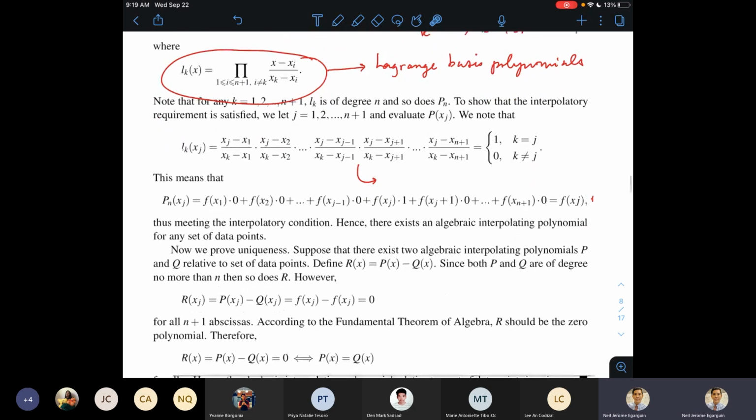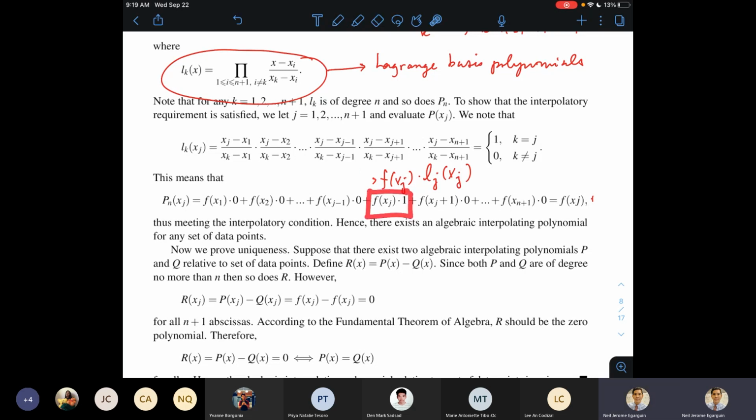Now, what's the good thing about that? Well, if we compute p sub n evaluated at xj, ibig sabihin, yung mga Lagrange polynomials, nagzi-zero lang sila kapag j is not equal to k. So, ibig sabihin, isa lamang yung non-zero term dun sa summation. Okay. So, nangyayari ay dun sa jth term, so remember this is f of xj times L sub j, x sub j.